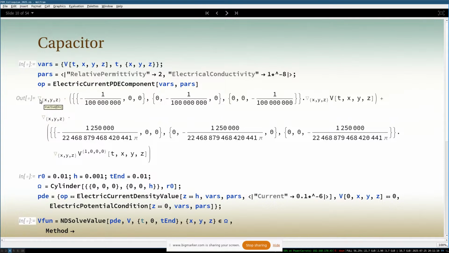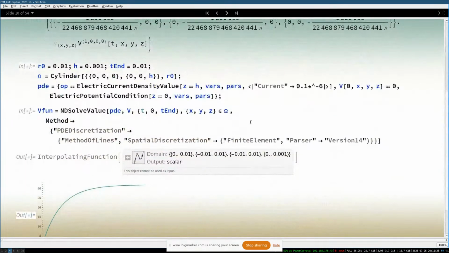So here's the divergence, and here is the time derivative of the gradient of the time derivative of the dependent variable. And you set up a geometry and the components. The way to do this in version 14.3 is to specify this option to say, use the new parser, and then it will do what it's supposed to do.